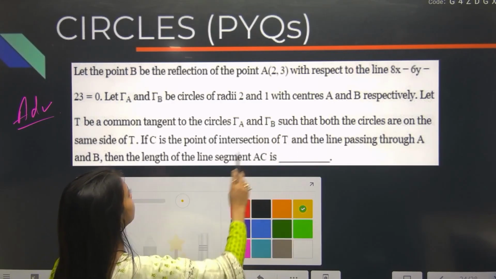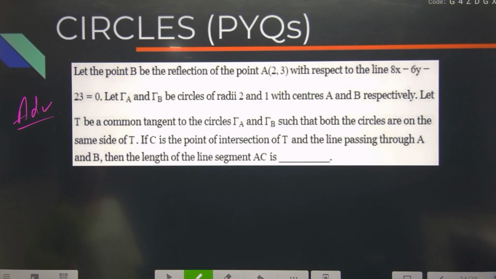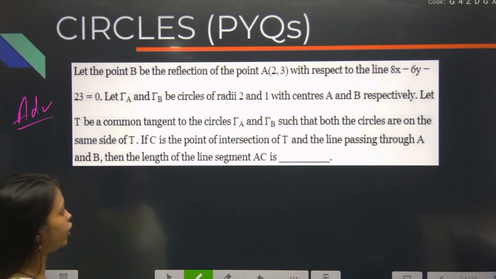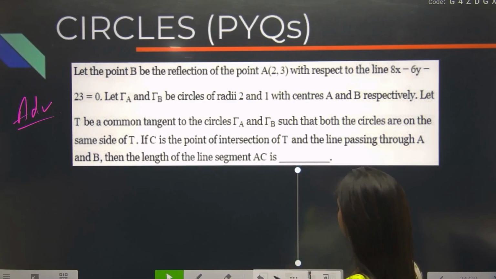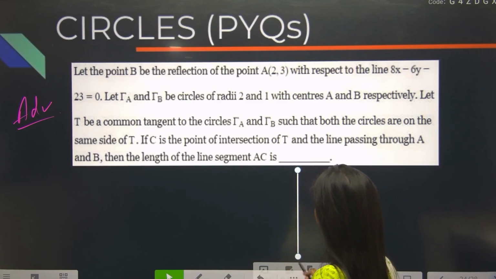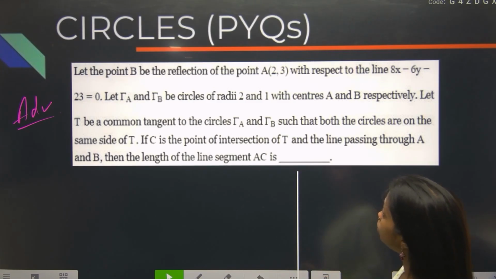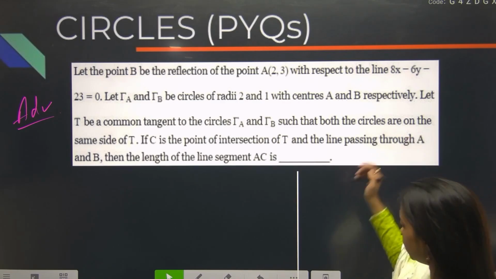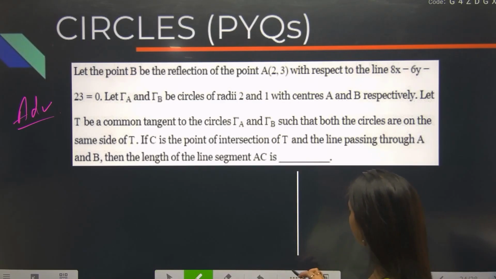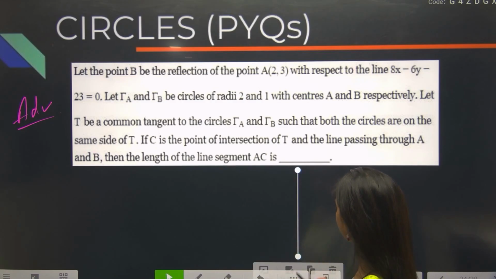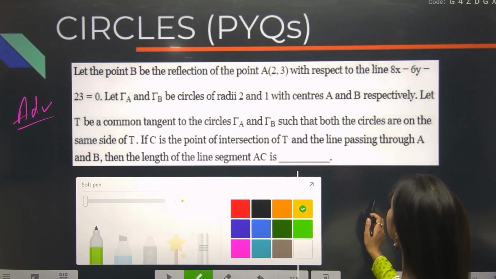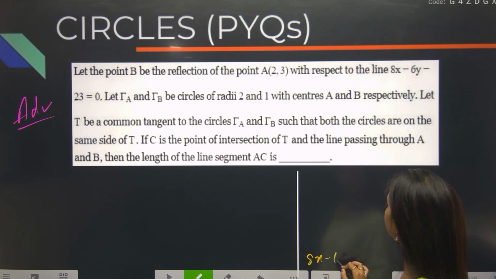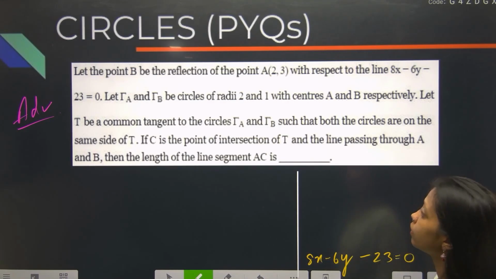Question is, let the point B be the reflection of the point A, 2, 3, in the line. Line is given, okay, yes. The line is 8x minus 6y minus 23 equals 0.